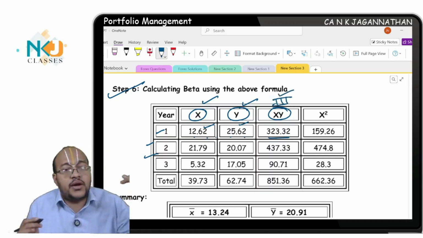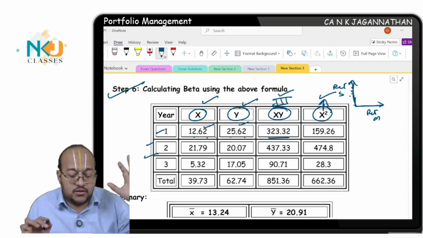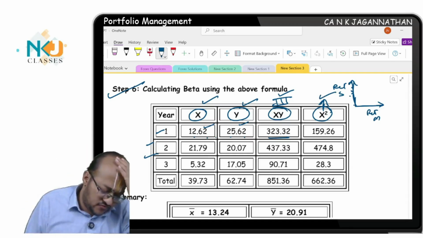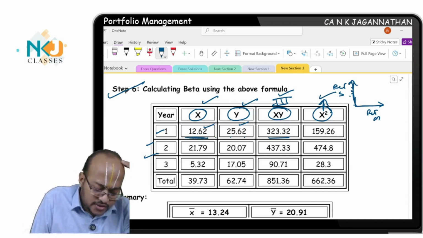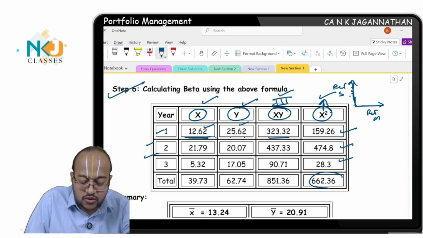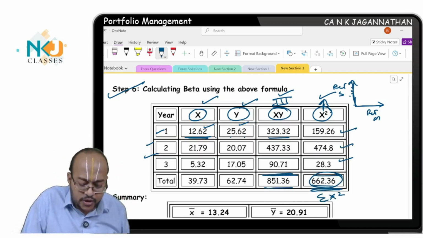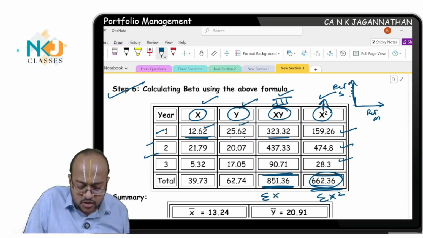Fourth column, x square. What do you mean by x square? X square is nothing but market return square. How much is that? 12.62 into 12.62. You are getting the x square for these three years. Total of this is nothing but summation of x square, 662.36, and 851.36 is nothing but summation of xy.